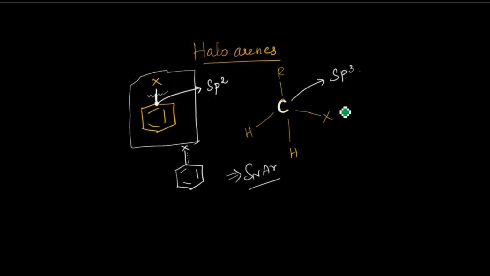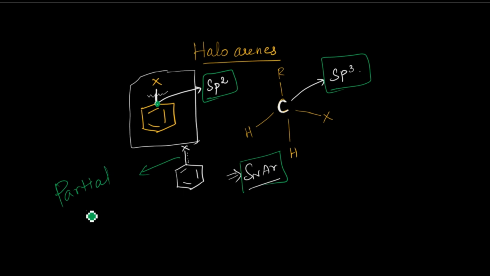Then the next one is haloarenes. For haloarenes, an important question can be asked: what kind of carbon is this? Here that is sp2 carbon. In the case of haloalkanes, the carbon is sp3 carbon. Okay, and as I told you, this will not undergo SN1 or SN2. This undergoes the SNAr reaction in the case of substitution because of partial double bond character between the aryl ring and the X group. It is difficult to break that bond.